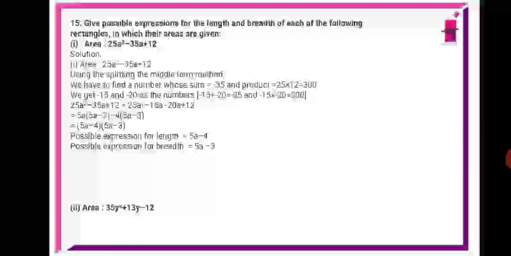Similarly, you can go with 35y square plus 13y minus 12. You are going with a factorization of the given polynomial.